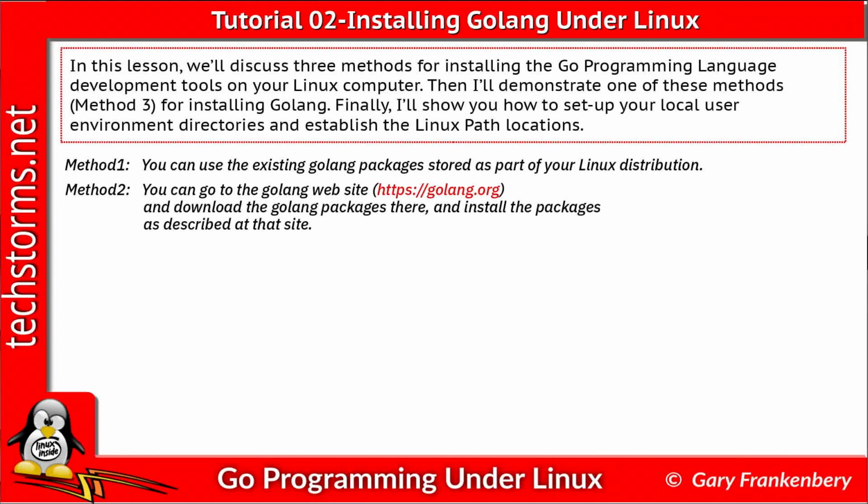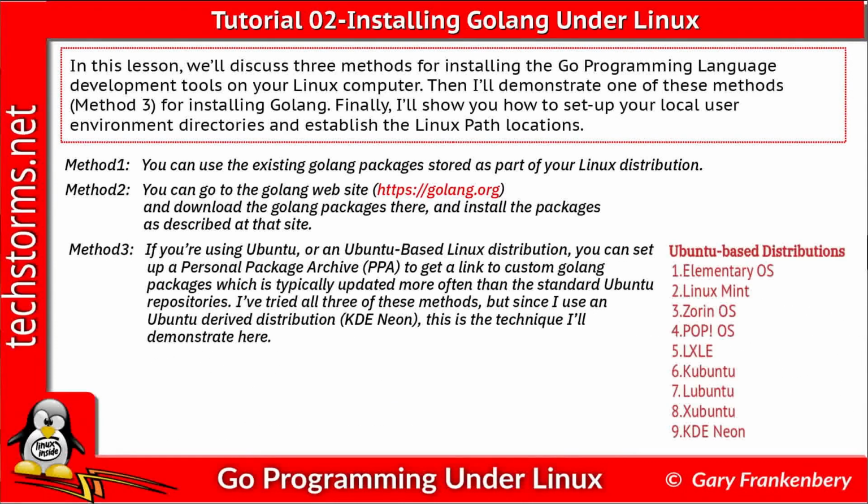Method 2, you can go to the Golang website, https://golang.org, and download the Golang packages there and install the packages as described at that site. Now, Method 2 works for most distributions of Linux, and you can get the most recent versions of the Golang files. However, if you later download Golang library packages from your local distribution files, these files may not be stored in the correct locations.